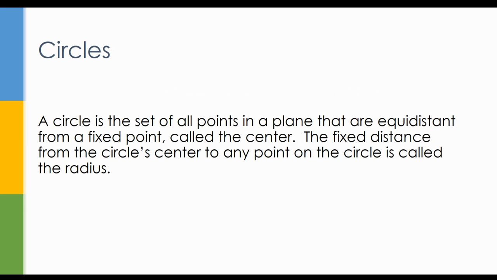Let's talk about circles. A circle is the set of all points in a plane that are equidistant from a fixed point, which we call the center. The fixed distance from the circle's center to any point on the circle is called the radius.